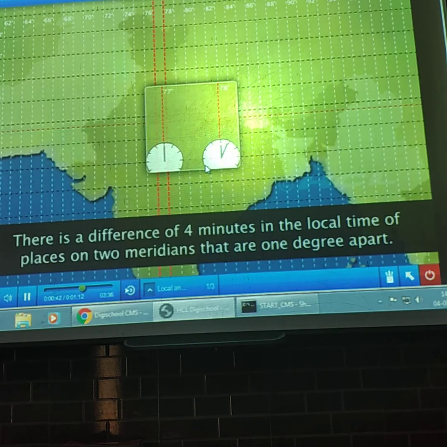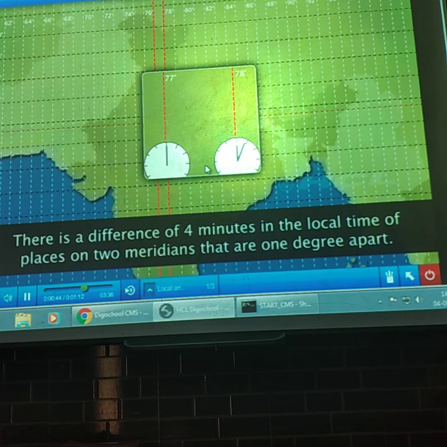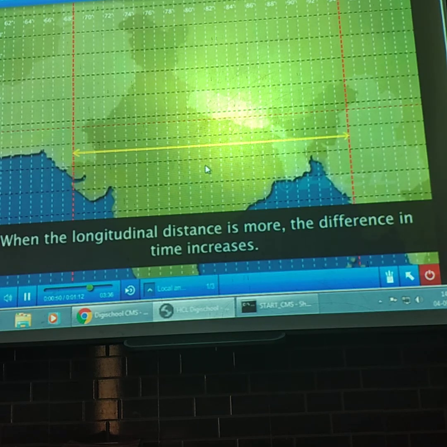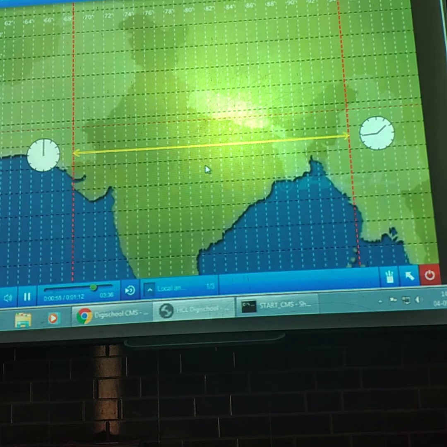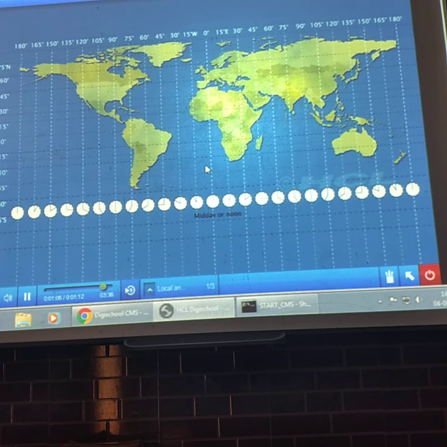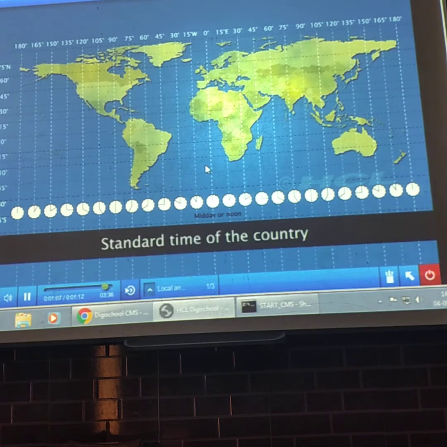There is a difference of 4 minutes in the local time of places on two meridians that are 1 degree apart. When the longitudinal distance is more, the difference in time increases. So countries having great expanse from east to west adopt the local time of the central meridian as the time for the entire country. This is called the standard time of the country.